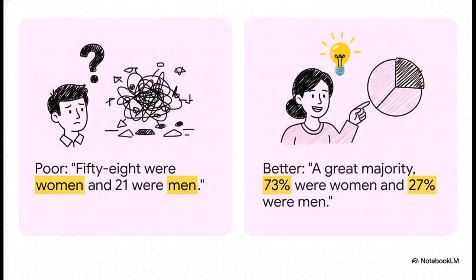And listen, it's not just about what you say, but how you say it. For the love of all that is good, don't make your reader do the math. Instead of just throwing out raw numbers like on the left, use percentages like you see on the right. That better description instantly tells a story. Wow, this was a heavily female sample. It's just clearer, it's faster, and it puts everything into context right away.